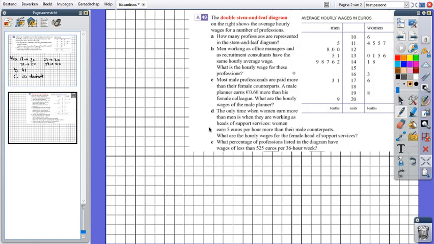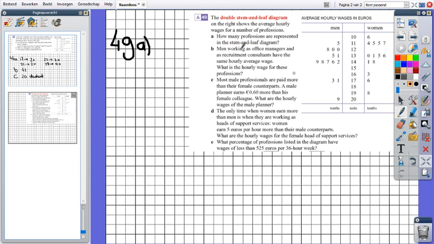For now, we're first going to take a look at exercise 49. And I think this is quite a difficult one, but also a very important one. So please take notice. We have a double stem and leaf diagram. I already explained how this one works a bit in my theory video. Now we're going to take a little bit of an in-depth look at this exercise.